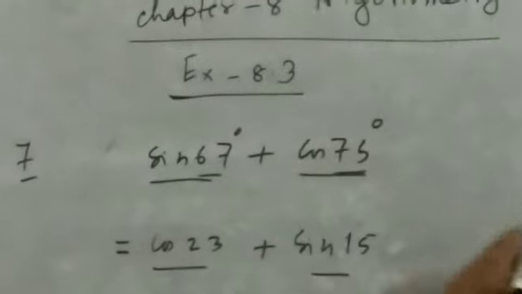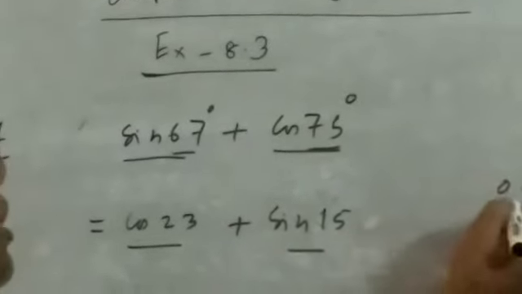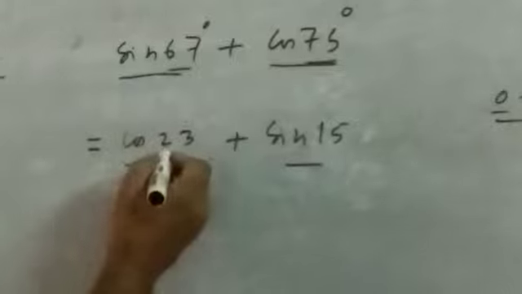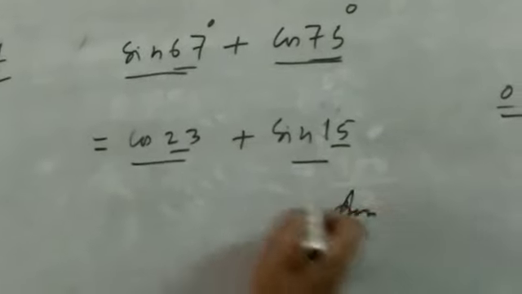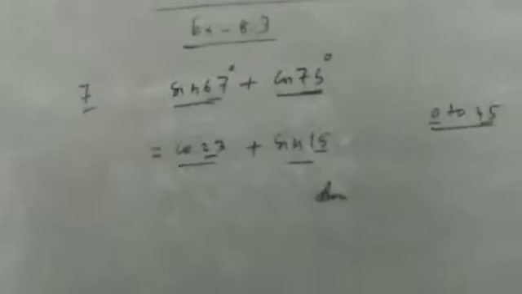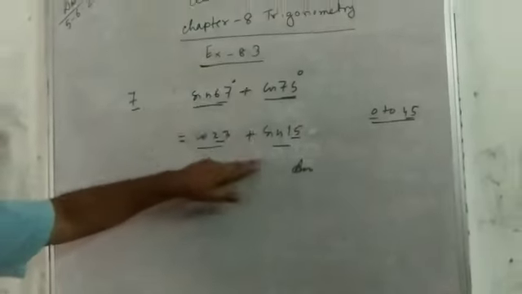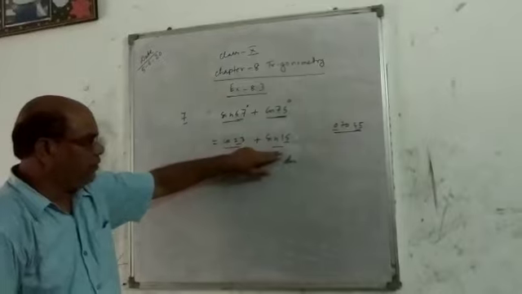Now see, our answer should be expressed with angles 0 to 45. Now see the angles 23 and 15. So it is expressed between 0 and 45. So this is the answer. In the second line we got the answer. Is that clear? So number 7 is finished.